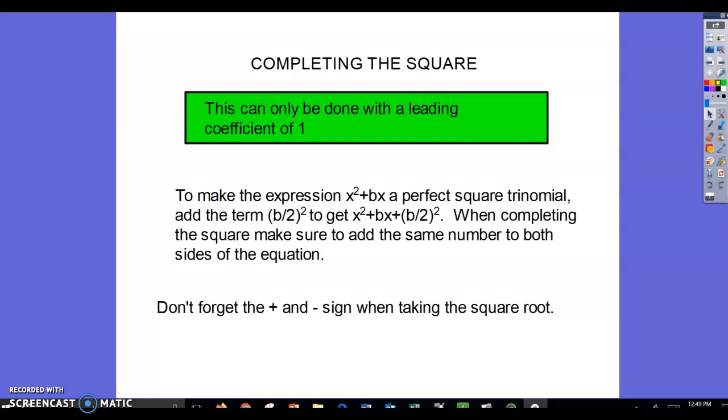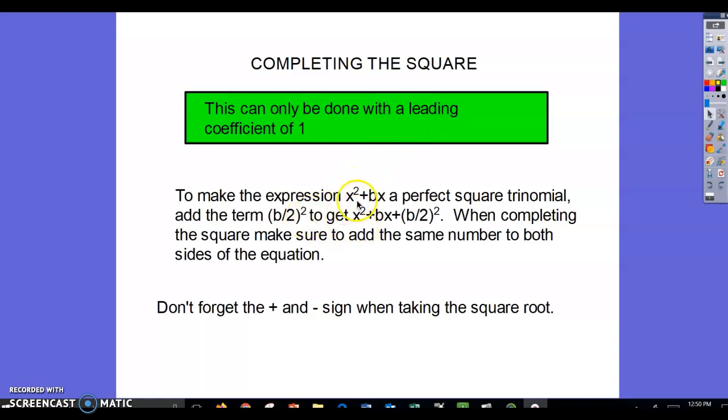Alright guys, today we're going to look at completing the square. We've looked at this a little bit in some other notes, but we're going to look at solving equations with completing the square. This can only be done when you have a leading coefficient of 1. We're going to look at what you do if you have a coefficient other than 1, but you can only complete the square if you have a leading coefficient of 1.